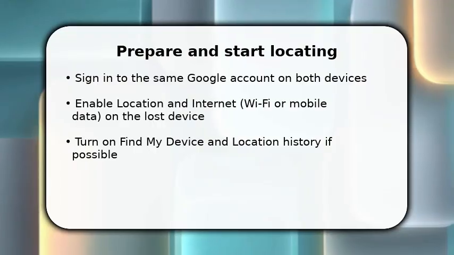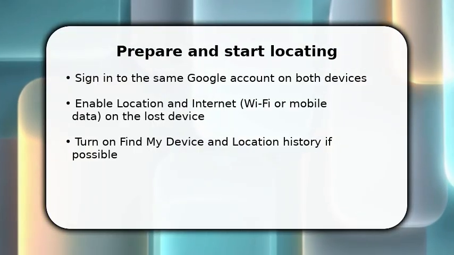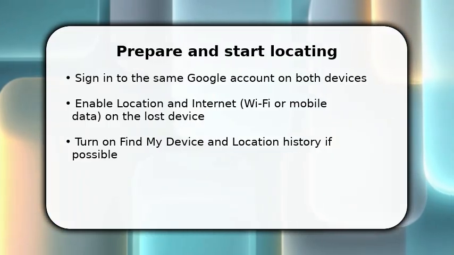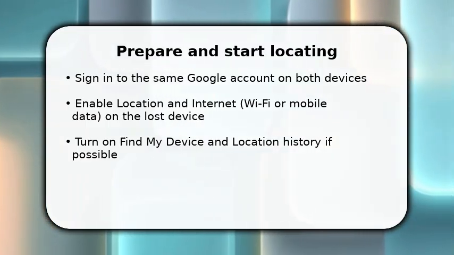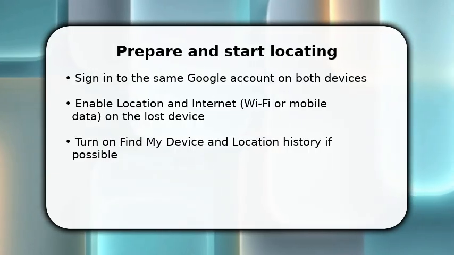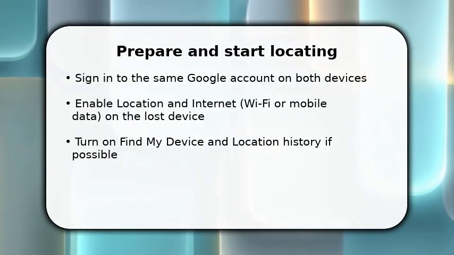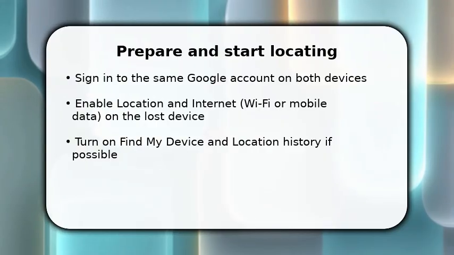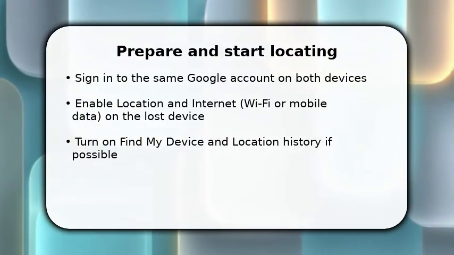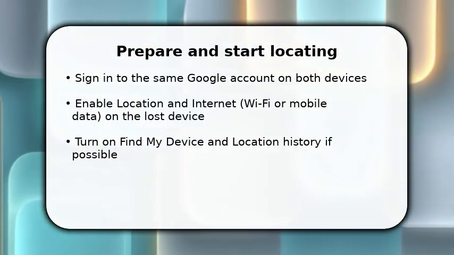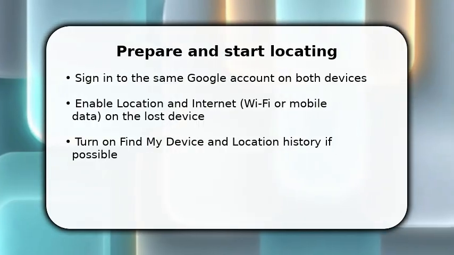You start by confirming prerequisites. You're signed into the same Google account on both devices, and the lost device has location and internet enabled. Once done, open Google Maps or Android.com/find on your browser and choose the correct account. This tells Google which devices to query.